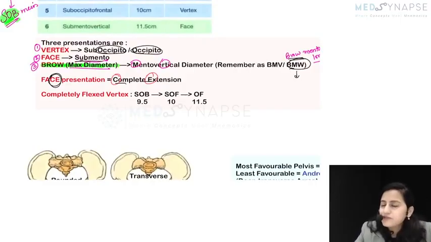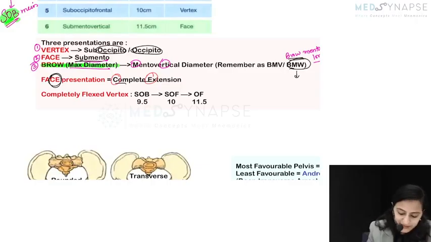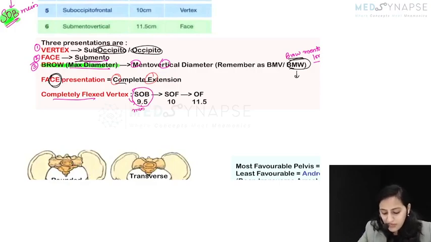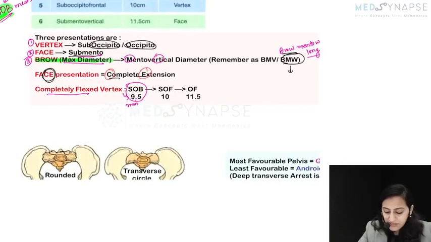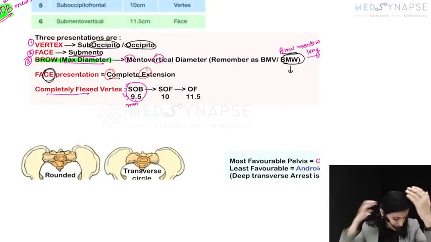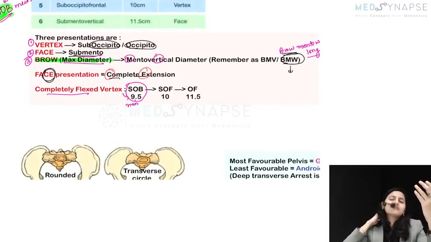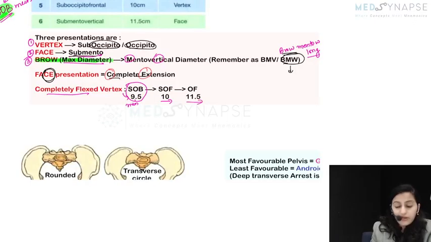Why do we prefer the completely flexed vertex? Because its diameter is minimum. Suboccipitobregmatic is 9.5 centimeters. Completely flexed, like this. And as the extension happens, as the deflexion happens, you will see the diameter goes on increasing. So suboccipitobregmatic, suboccipitofrontal, and occipitofrontal.